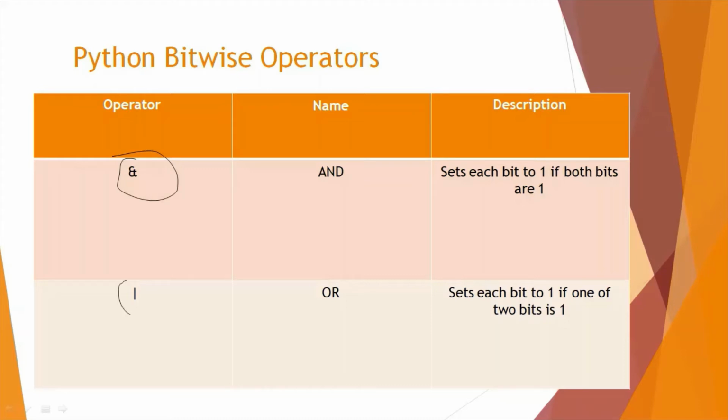So for OR, we have the addition actually. So it sets bit 1 if one of two bits is 1, like 0 plus 1 or 1 plus 0 or 1 plus 1. So it will give 1. But if it is 0 plus 0, obviously it will give 0. So let's try them out in our PyCharm.